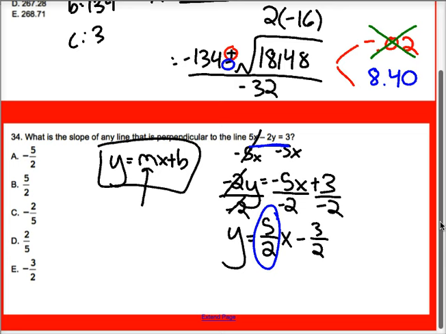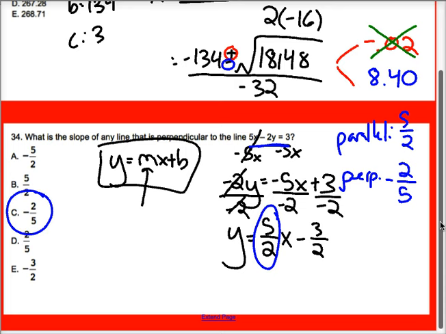Well, if it were parallel, a parallel line would have the same slope. But remember, perpendicular is a little bit different. Perpendicular is what's called the opposite reciprocal slope. So you flip your fraction and you change its sign. If it's positive, you make it negative. If it was negative, you switch it to be positive. That is how you find a perpendicular slope. So any line perpendicular to that one is going to have a slope of negative 2/5.